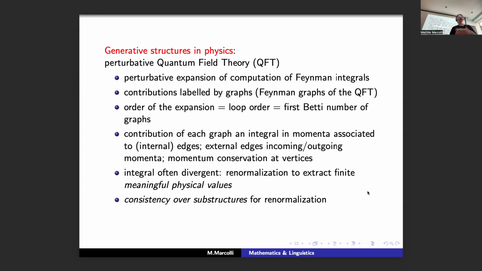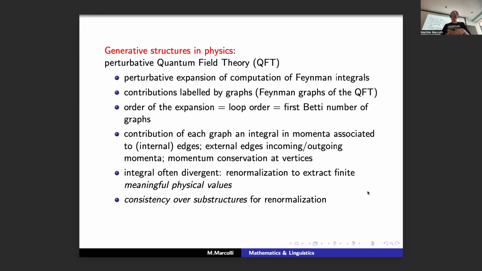And the problem is that a lot of these computations are meaningless, because most of these integrals diverge. At the end of the day, you want a meaningful physical value. And so you have to somehow throw away all these infinities, or rather, renormalize them, so extract some finite values from all these divergent integrals.